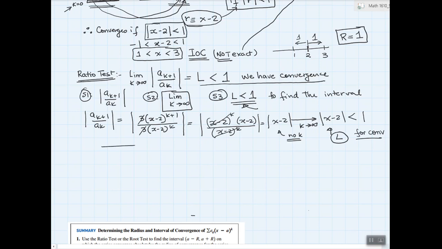So my interval is 1 to 3 because x minus 2 is between negative 1 and 1. That means that x is between 1 and 3. So I have this as my interval. Center is 2, therefore radius is 1. So the answer is radius equals 1.